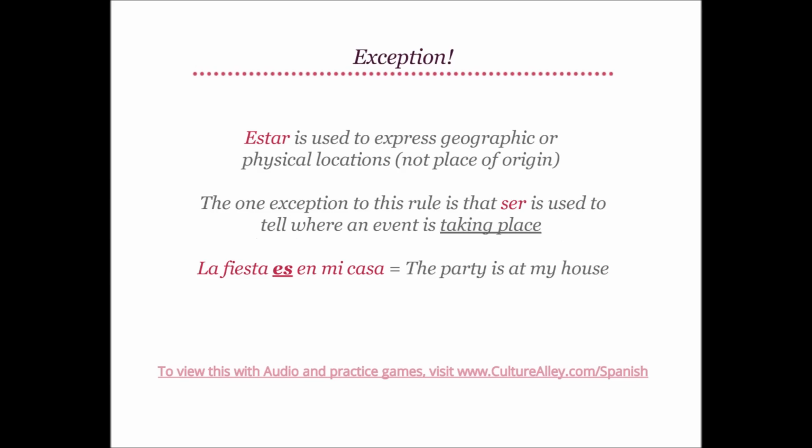Please note that estar is used to express geographic or physical locations and ser to express place of origin. The one exception to this rule is that ser is used to tell where an event is taking place, even if the event is a short-lived one. An example of this is, the party is at my house, which translates to, la fiesta es en mi casa. We can see the usage of ser here.